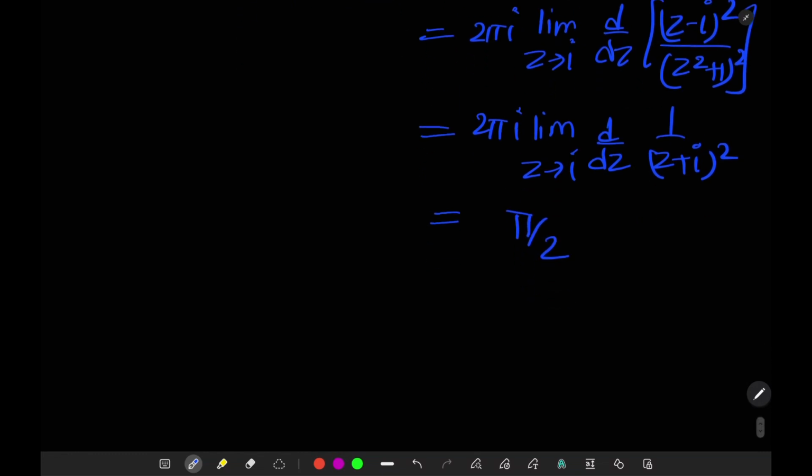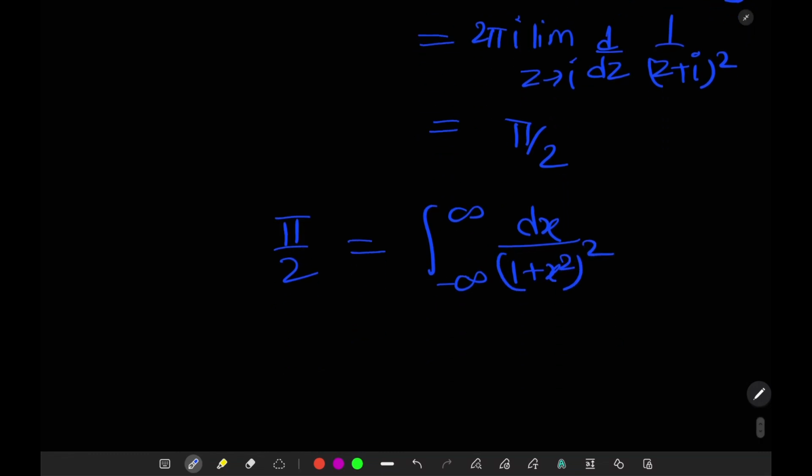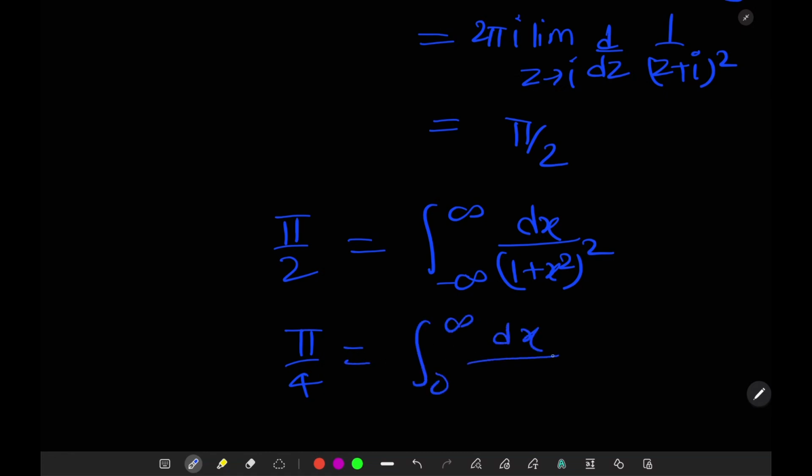Now putting the value pi by 2, pi by 2 is equal to the integral from minus infinity to plus infinity of dx by (1 plus x square) whole square. Now we can write the integral from 0 to infinity of dx divided by (1 plus x square) whole square.